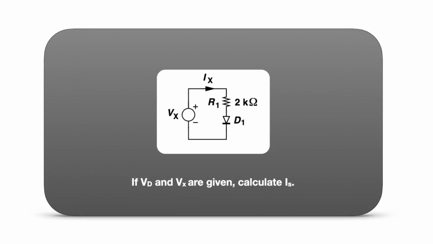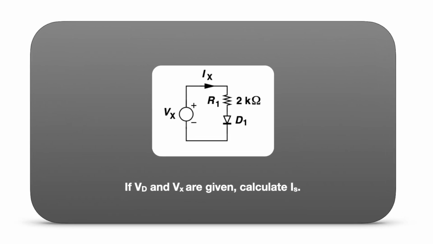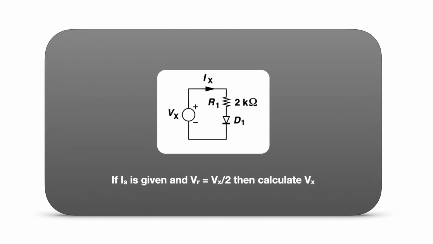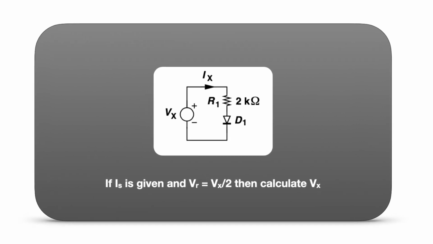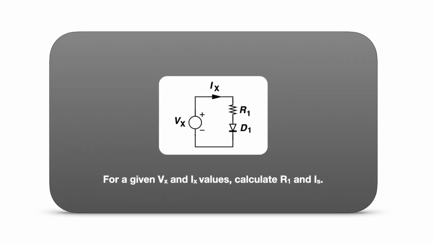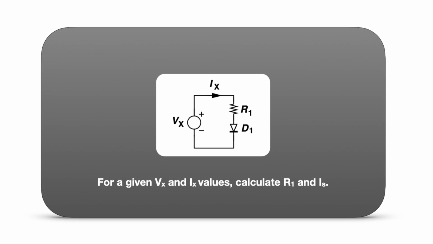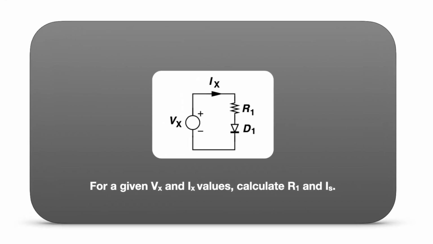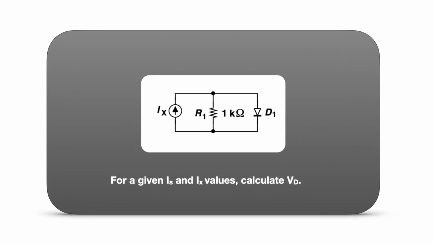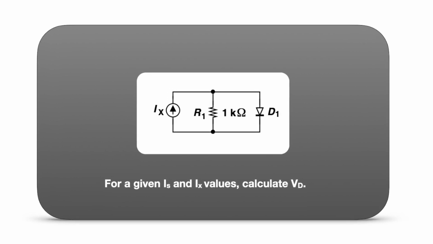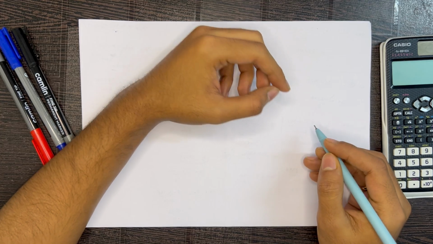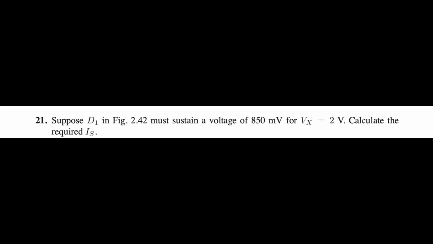In the next 10 to 15 minutes, I am going to explain how to calculate saturation current if a supply voltage and diode voltage is given. For that, if the resistor sustains a voltage of Vx by 2, how to calculate the value of supply voltage if the saturation current is given. And next, we'll take the case where supply voltage and supply currents are given, how to find out resistance and saturation currents. And finally, if the saturation current is given for a parallel resistor diode combination and the supply currents are given, how to find out the diode voltage. So now let's start with the 21st question.